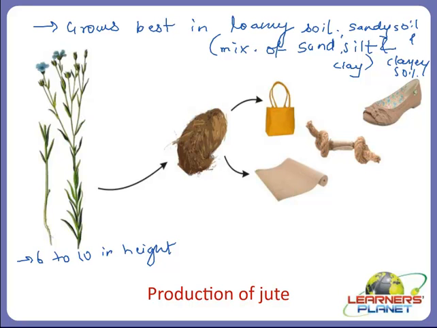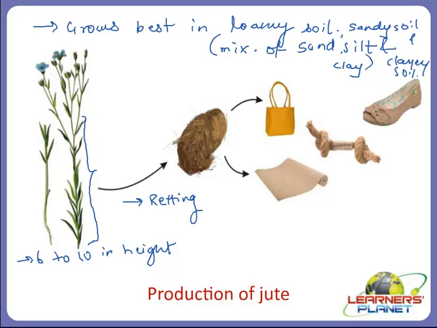The stem of the jute plant has a thick bark, and this bark has fibers inside it. Jute grows well in regions where it rains a lot. Finally, what is done then? These jute fibers are obtained from the stem of the plant by the process called retting.